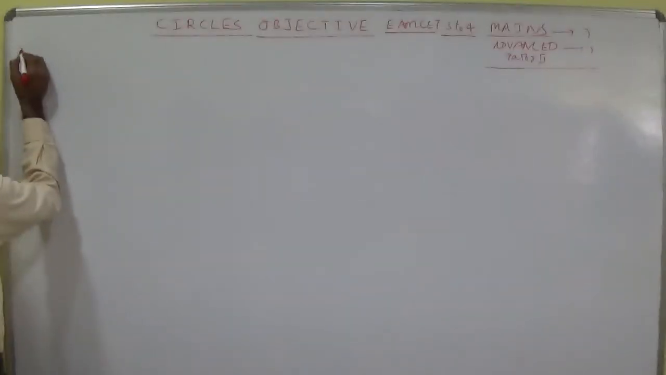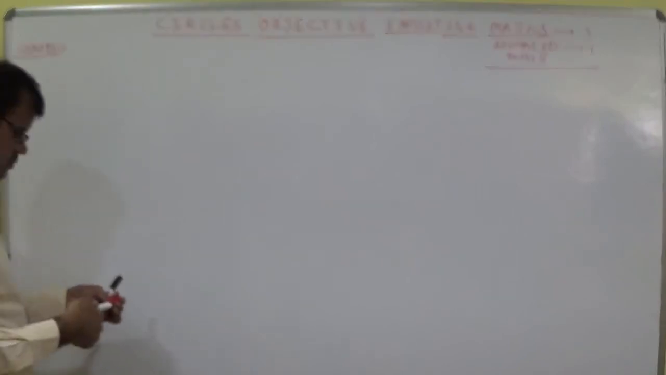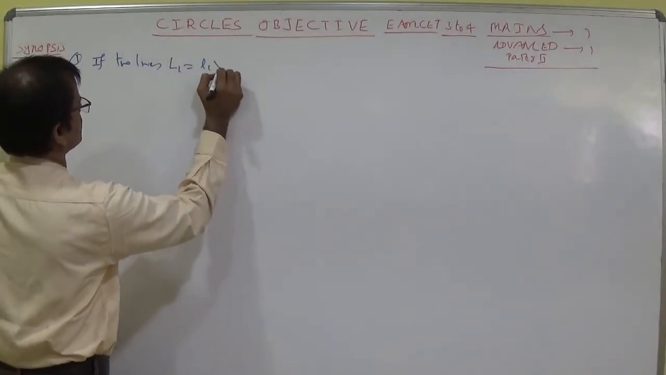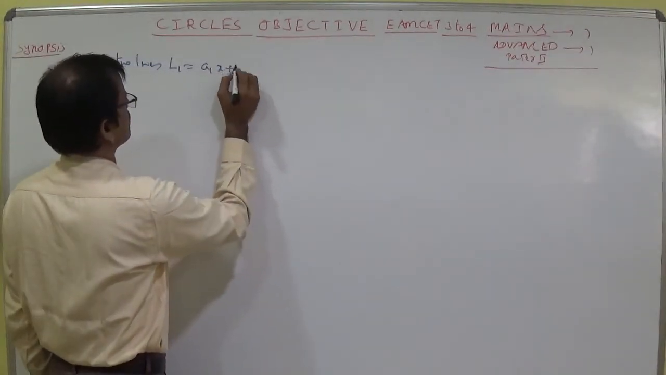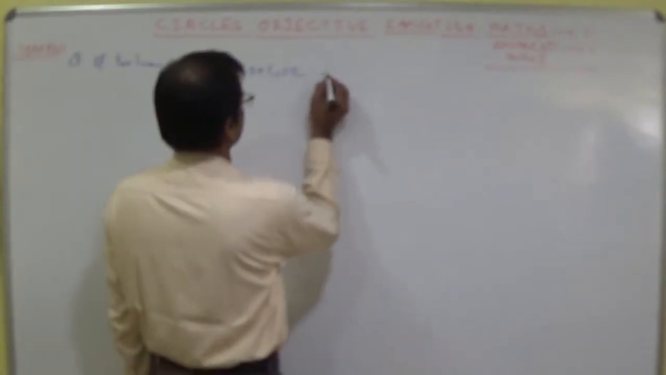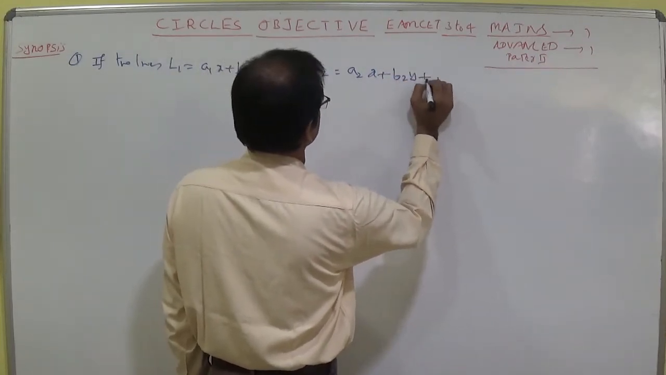Now, let us discuss the synopsis. Number 1: if two lines L1 is equal to A1x plus B1y plus C1 equal to 0, and L2 is equal to A2x plus B2y plus C2 equal to 0.